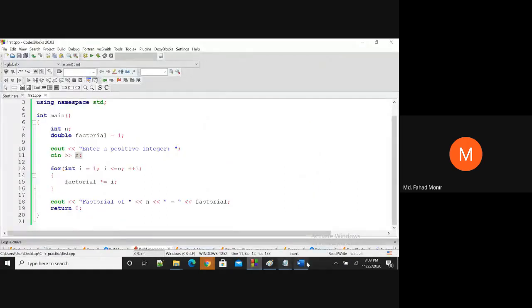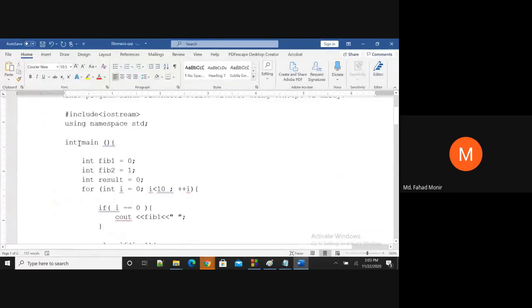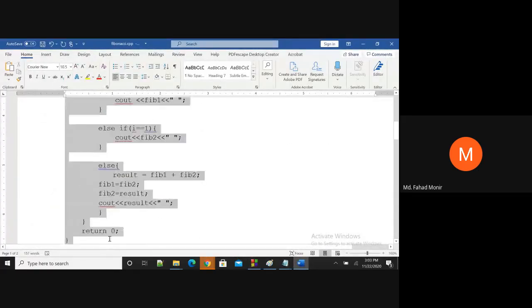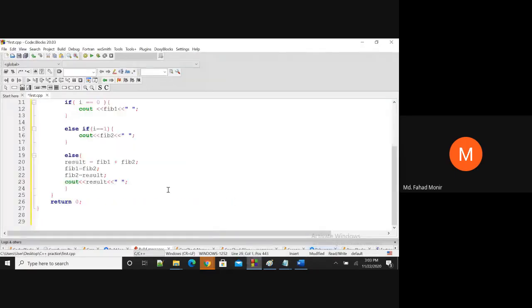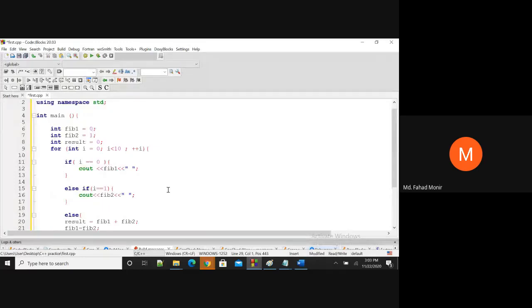So now if I look at the code, here you see we have taken two variables, fib1 and fib2. These two are what we called v1 and v2 before. The starting value of v1 we have taken is 0, and the starting value of v2 we have taken is 1. Then we are taking a result with 0.